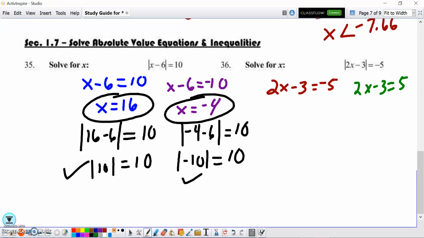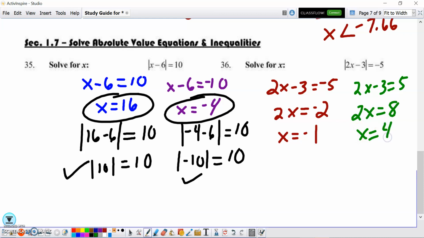All right, I'm going to solve the one on the left. I'm going to add 3. So 2x equals negative 2. I'm going to divide by 2, and I get negative 1. Okay, I'll check that in a minute. Add 3 to the other one. We got 2x equals 8. Divide by 2, we get x equals 4. All right, now I'm going to check.